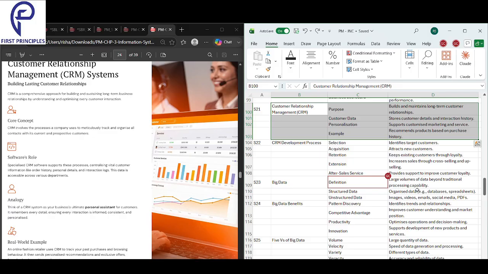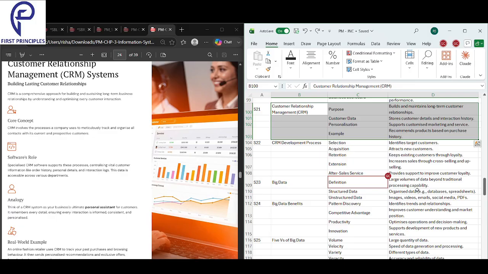It helps in building and maintaining long-term customer relationship. That is the purpose of CRM: it helps in building and maintaining long-term customer relationship.